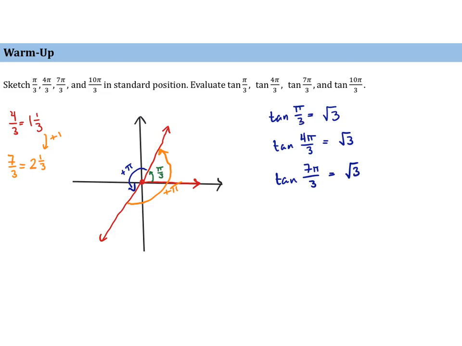And then we have 10 pi over 3, and 10 pi over 3 is 3 1/3, which is just an additional 1 pi.